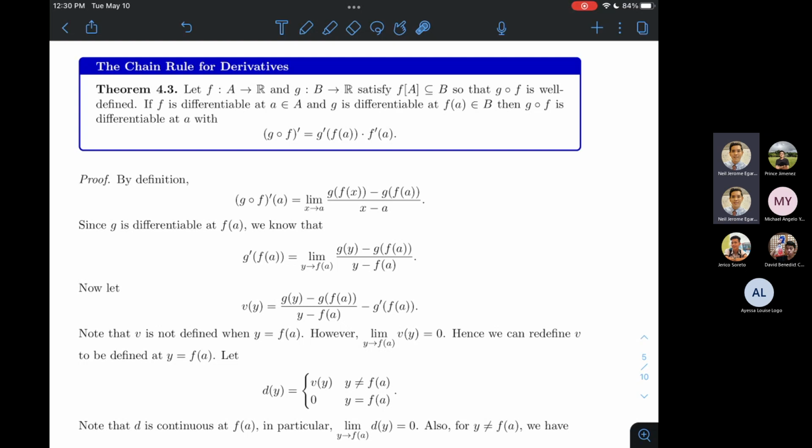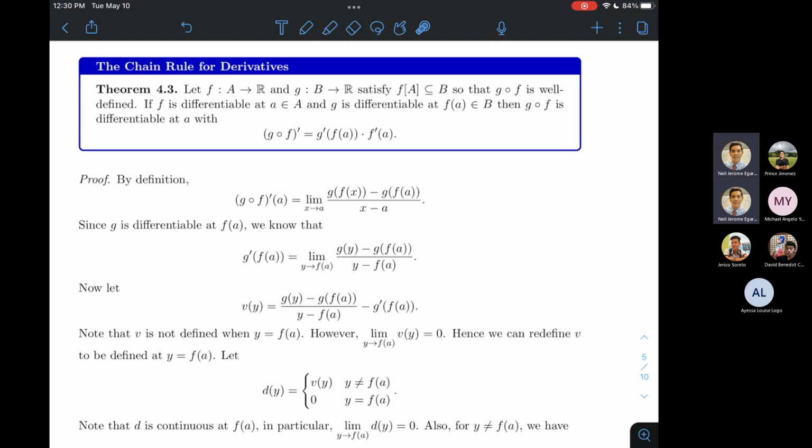The condition is that the f bracket A, the image of the set A under the function f, ay subset ni B. Para lahat ng result na manggagaling kay function f ay pwede natin gawing input kay G. Kaya kailangan natin ito so that every result after evaluating the function f ay pwede nating ipasok na pang-evaluate kay G. Okay? So yun yung sinabi ko rito such that G circle f is well defined.